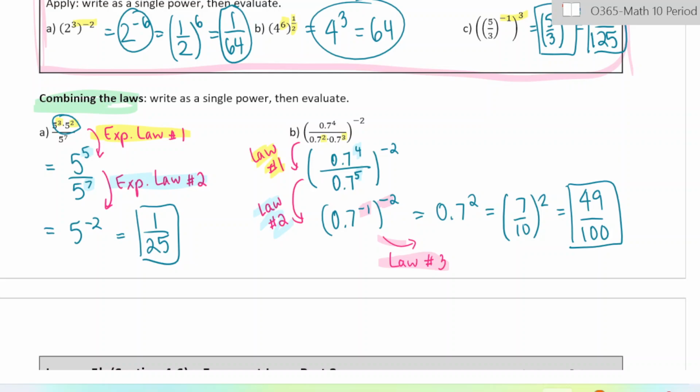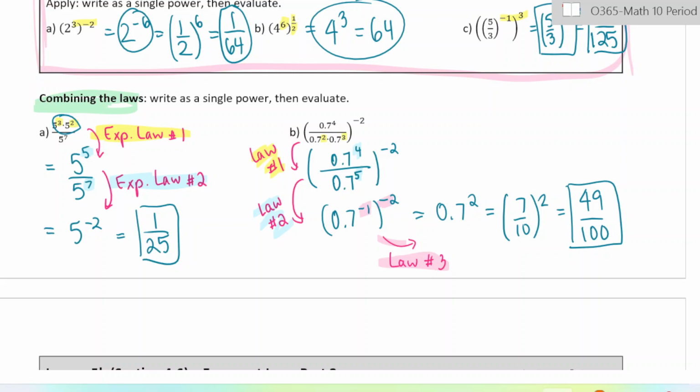So again, my advice for when you're combining laws, especially with these complicated ones with brackets, is to zero in on what you're going to do first and always work inside the bracket first and then work with any numbers outside the bracket. So here we simplified these two in the denominator, and then we simplified the quotient, and then finally we did the power of a power law.